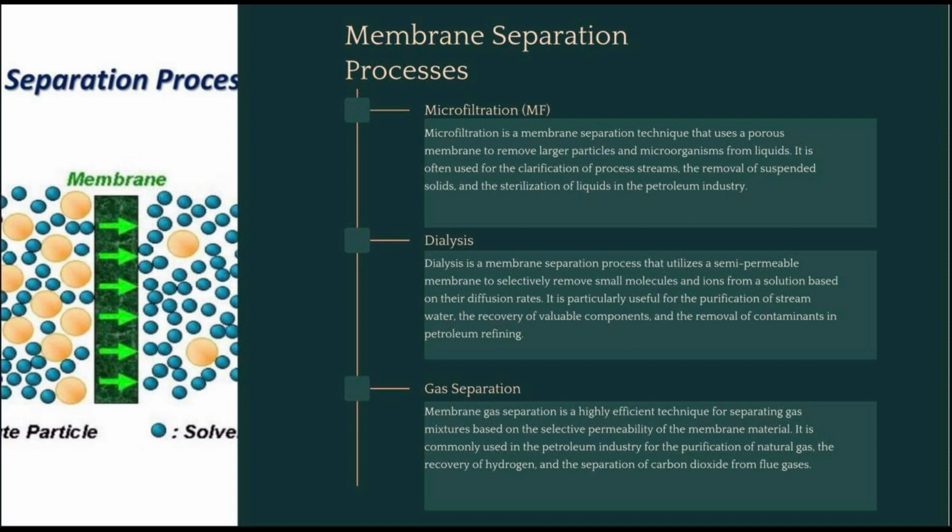Next, let's talk about dialysis. Dialysis uses a semi-permeable membrane to selectively remove small molecules and ions based on their size and diffusion rate. This technique is highly effective for purification and recovery processes. Dialysis in the petroleum industry is used for, first, purifying stream water. It removes unwanted small molecules and ions, ensuring that the water is clean and suitable for industrial use.